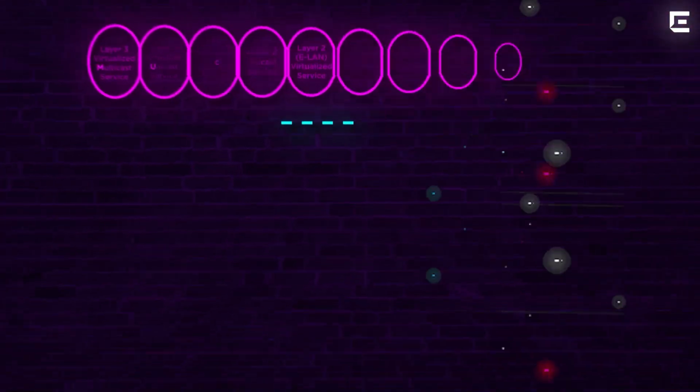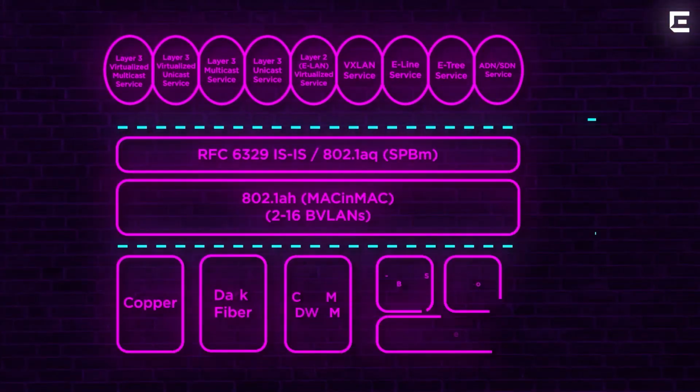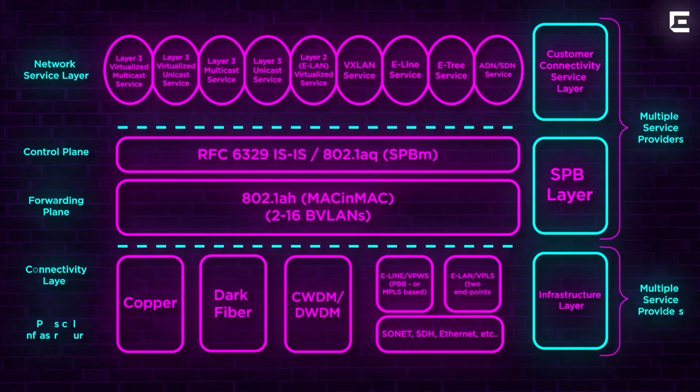Now, shortest path bridging enables a service-orientated networking infrastructure. That is the forwarding plane, which is based on 802.1AH or Mac in Mac, and the control plane, which is based on ISIS, the protocol ISIS. In contrast to the standard and traditional way to build networks, where the protocols are stacked one on top of the other, and there's an interdependency on the lower stack. So if one of the lower ones fails, everything sort of crashes.